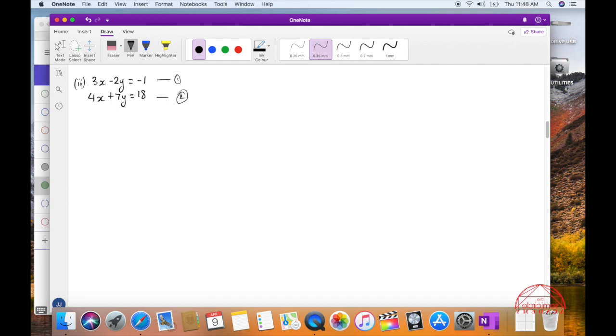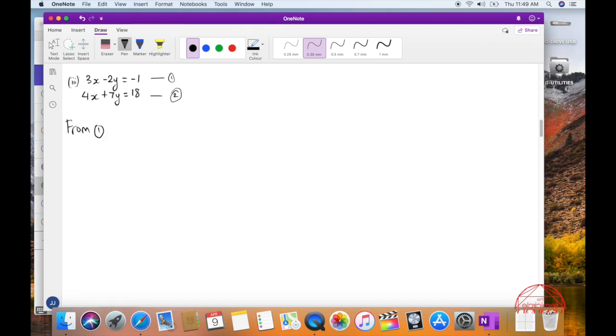Yeah. So let's just check this one here. And I could see that there is no easy way out for number 3. So I could make anything the subject of the formula. So let's go with, from equation 1, 3x minus 2y is equal to negative 1.